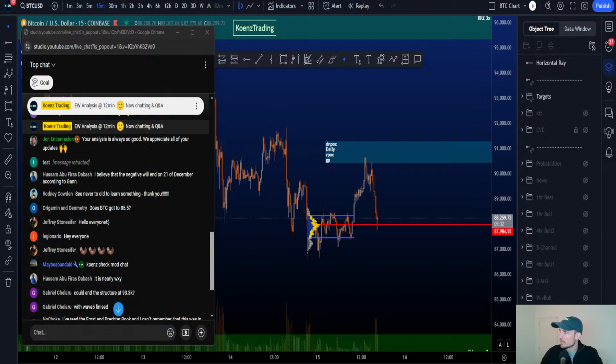Also, the weekend is coming up, and most commonly during the weekend we have sideways price action. So that is something to look forward to. Last weekend, of course, that was not the case. That's why we have a gap, but most commonly that is what happens.